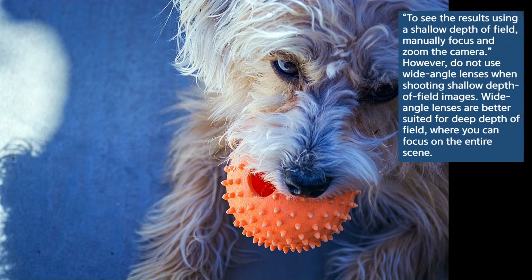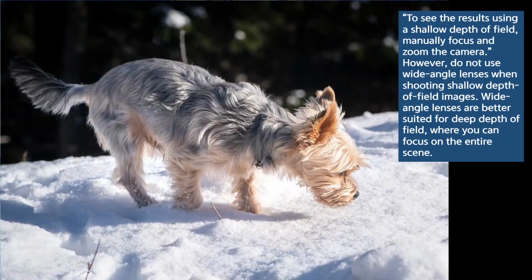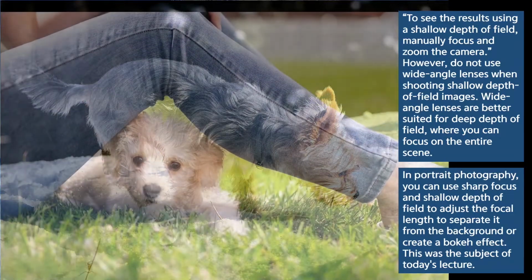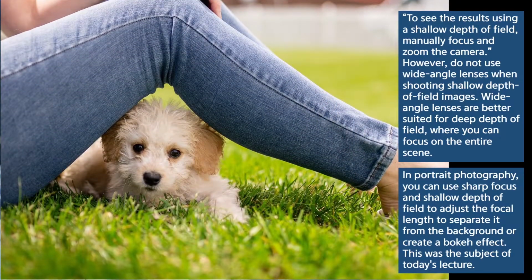To see the results using a shallow depth of field, manually focus and zoom the camera. However, do not use wide-angle lenses when shooting shallow depth of field images. Wide-angle lenses are better suited for deep depth of field, where you can focus on the entire scene. In portrait photography, you can use sharp focus and shallow depth of field to adjust the focal length to separate the subject from the background or create a bokeh effect. This was the subject of today's lecture.